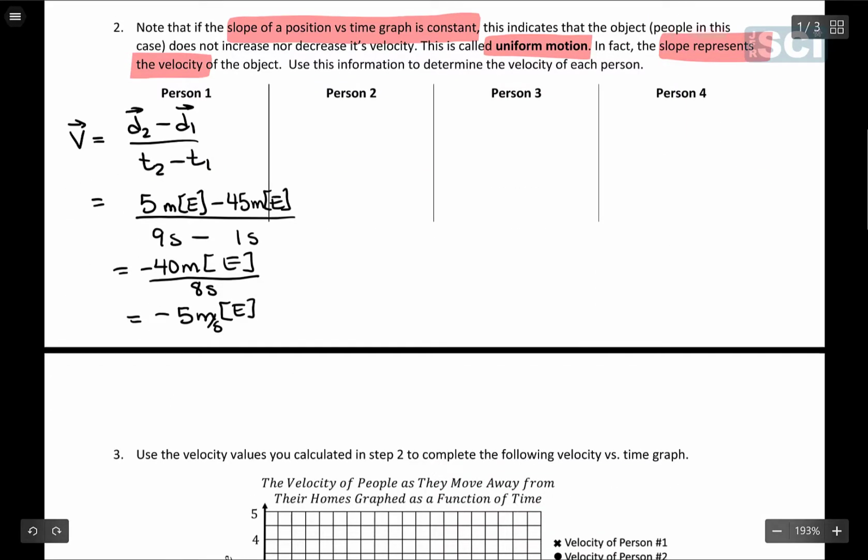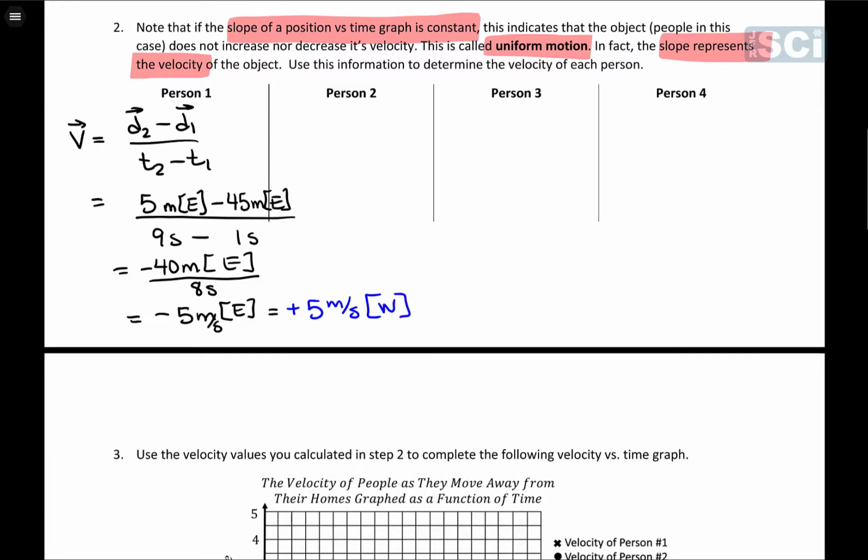Well, negative meters per second east is actually in fact the west direction. So if I'm thinking about the negative east direction, that's the west direction. So I can actually call this the positive 5 meters a second west instead of using a negative east.